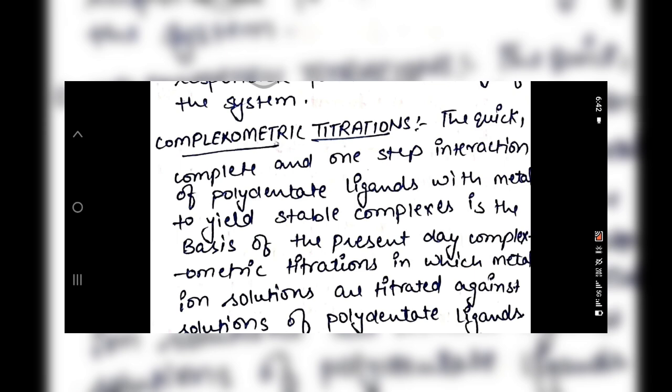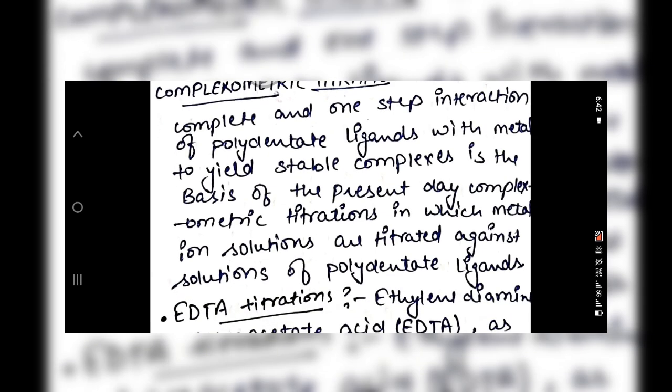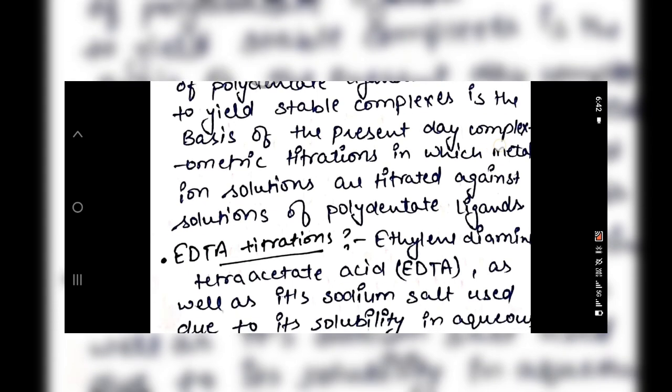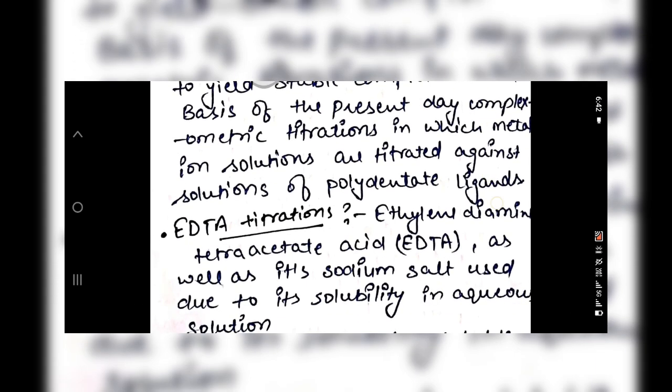Complexometric titrations: the quick, complete, and one-step interaction of the polydentate ligands with the metal to yield stable complexes is the basis of the present day complexometric titrations, in which metal ion solutions are titrated against solutions of polydentate ligands.